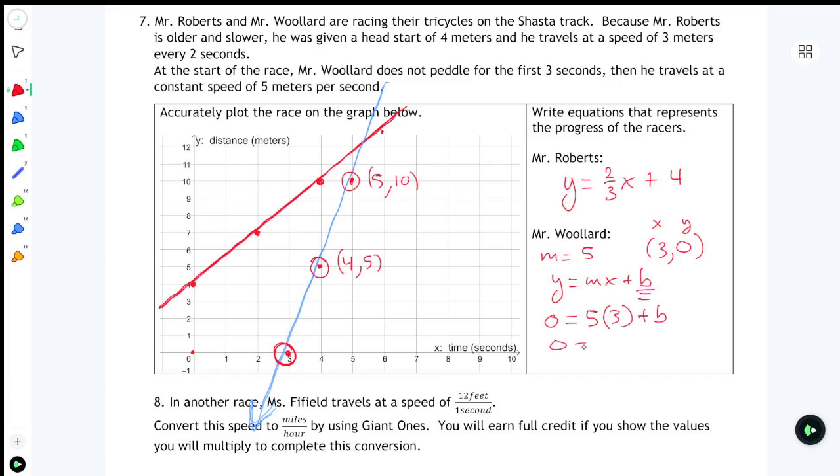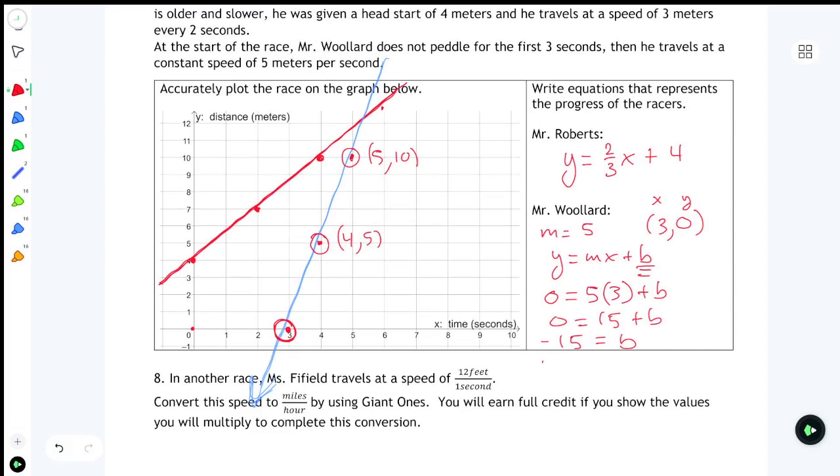So I've got 0 equals 15 plus b. And then finally, negative 15 is what b is. So if I'm asked to write Mr. Woolard's equation, it's going to look like this. It's going to look like y is equal to 5x minus the number 15. So that is the equation that models Mr. Woolard's speed. Or, not his speed, it's modeling his path of travel.